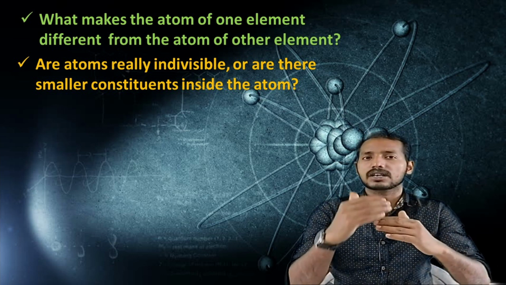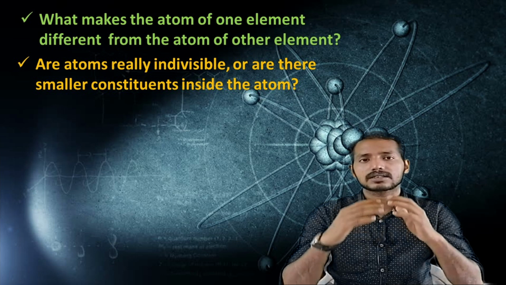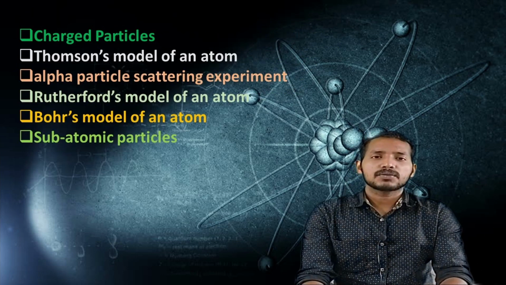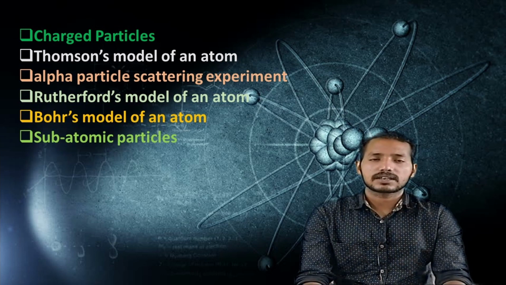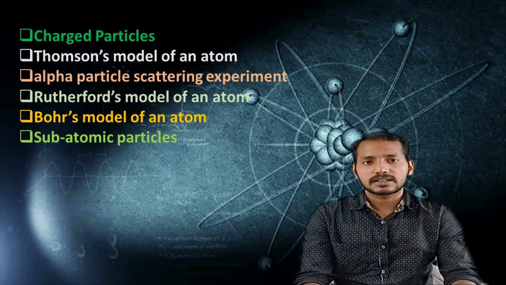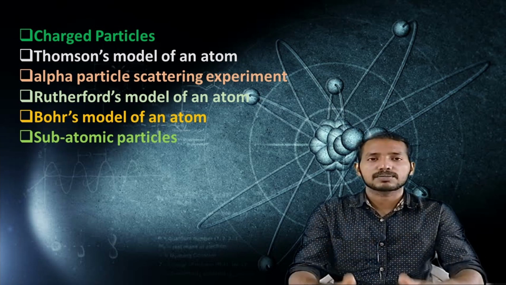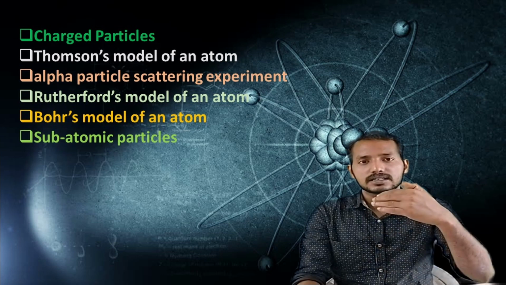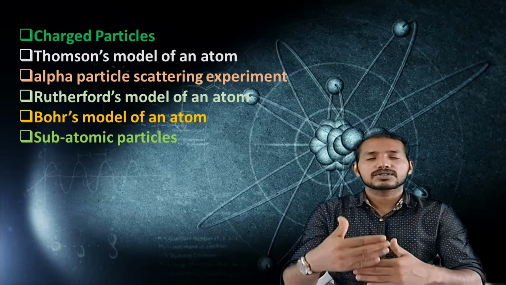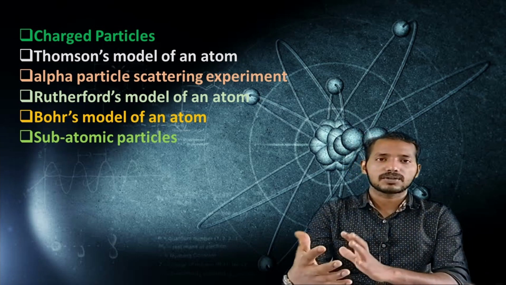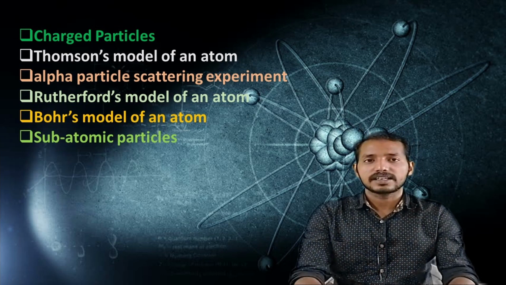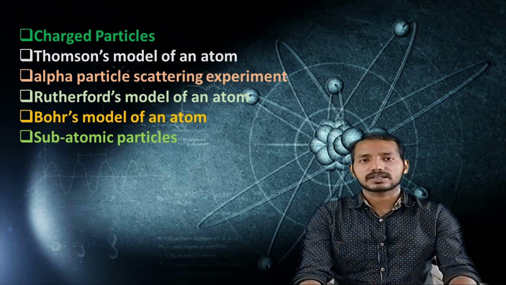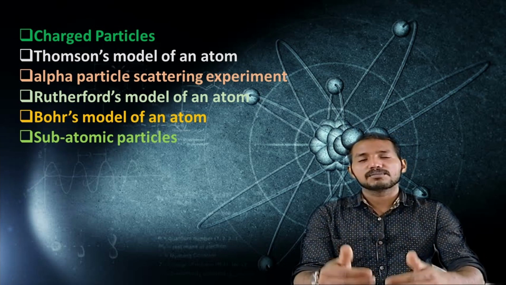On the basis of this conclusion, scientists tried to understand the structure of the atom step by step. In this chapter we are going to study the main topics: what are the charged particles present in the atom, as well as the different models proposed by different scientists. First it was proposed by J.J. Thomson, and Rutherford came and modified that model and proposed another. Again Niels Bohr took the model, modified it, and proposed some other postulates. We will study them one by one in this chapter.